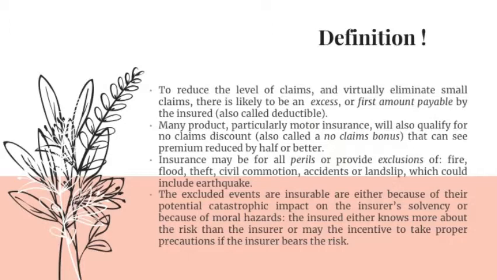Many products, particularly motor insurance, will also qualify for a no-claims discount, also called a no-claims bonus, that can see premiums reduced by half or better. Insurance may be for all perils or provide exclusions of fire, flood, theft, civil commotion, accidents or landslip, which could include earthquake. The excluded events are uninsurable either because of their potential catastrophic impact on the insurer's solvency or because of moral hazards. The insured either knows more about the risk than the insurer or may lack the incentive to take proper precautions if the insurer bears the risk.